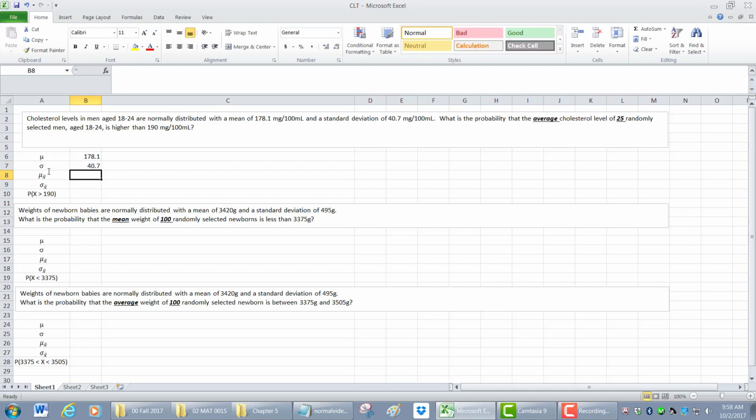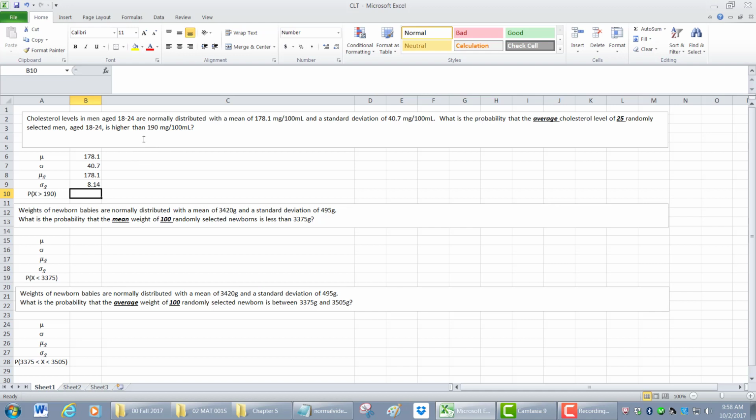What we really need is the mean and the standard deviation of the sampling distribution. The mean of the sampling distribution, mu sub x bar, is just equal to the population mean, but the standard deviation of the sampling distribution is equal to the standard deviation of the original population divided by the square root of the sample size, in this case 25. And now let's go and look at some probabilities.